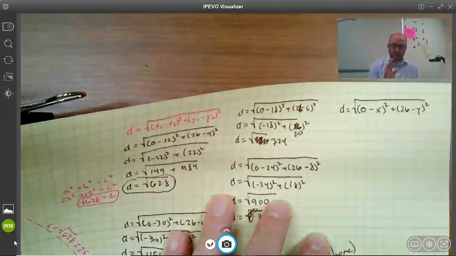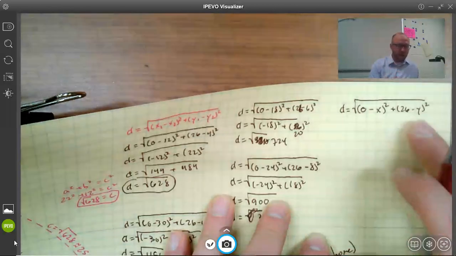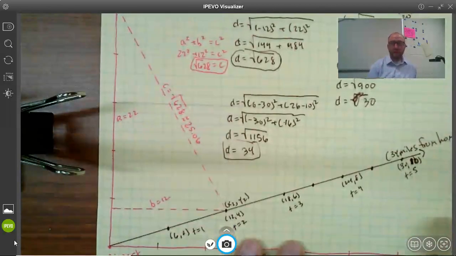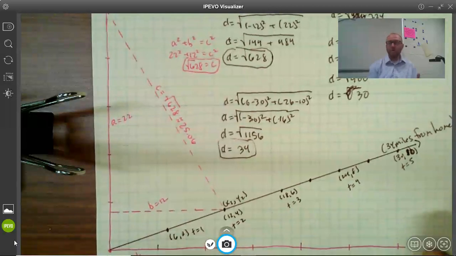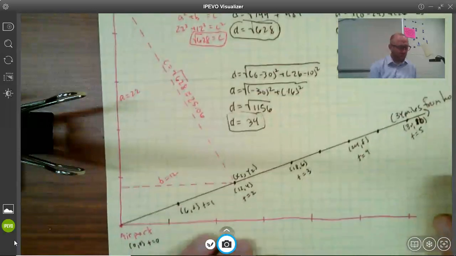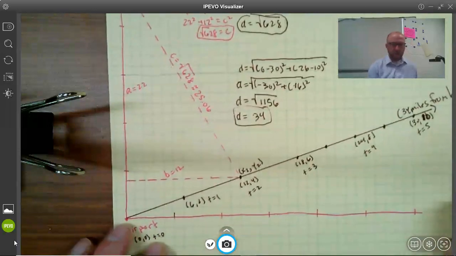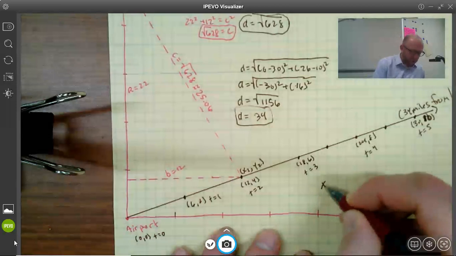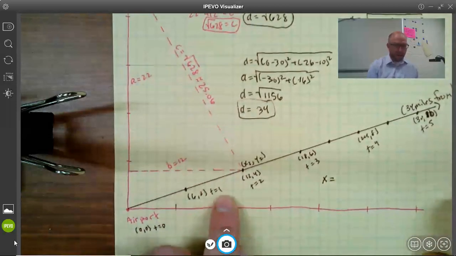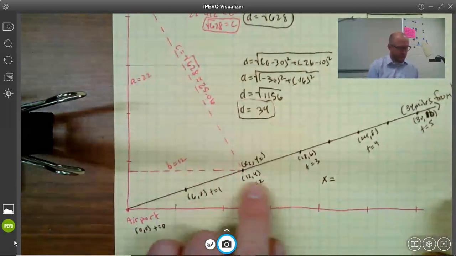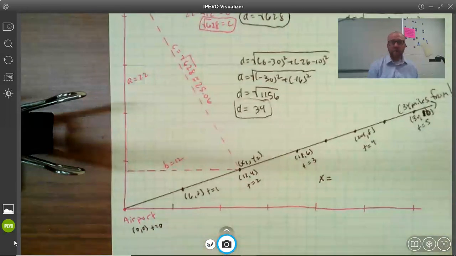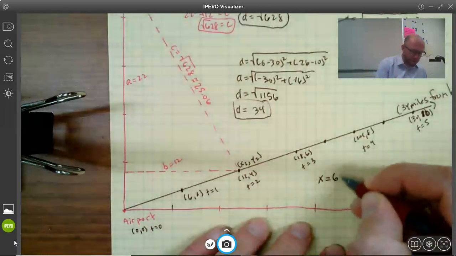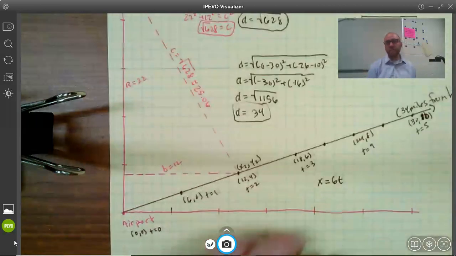So next, we want to be able to describe the xy coordinates of the plane in terms of the time. Well, we know how to do that. That's writing a parametric equation. And here, it's fairly simple because we're starting at 0. So our x coordinates, if you'll notice, time is 1, x is 6. Time is 2, x is 12. Time is 3, x is 18. So our x value is always the time times 6. So x is equal to 6 times time, or 6t.